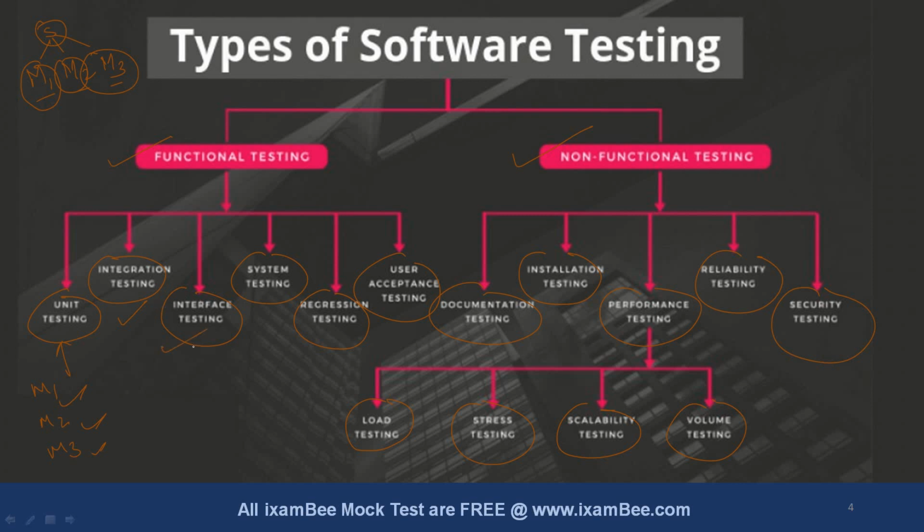Then we have interface testing. Interface testing is like this: whenever two modules are made to communicate with each other, there is an interface that helps them communicate. That particular interface should work fine. That is interface testing. Then we have system testing. System testing means when the entire system is ready to be checked in the actual environment. Whenever your software is ready and is deployed in the actual environment, that is system testing.